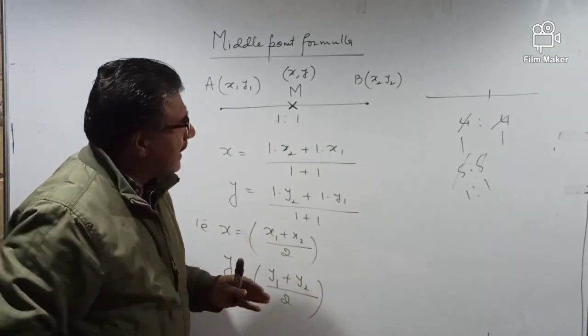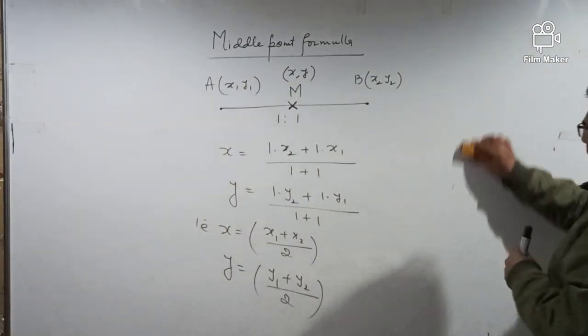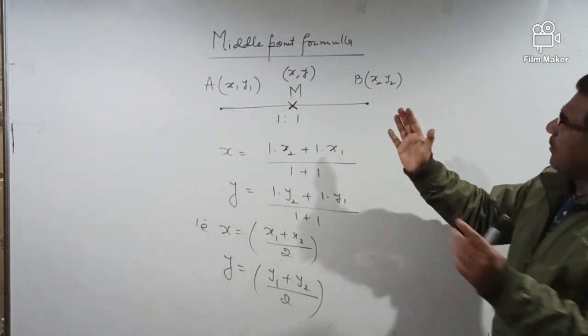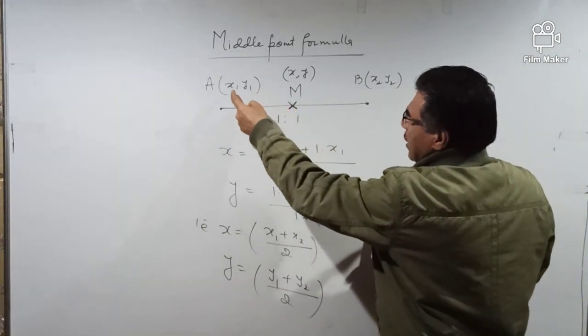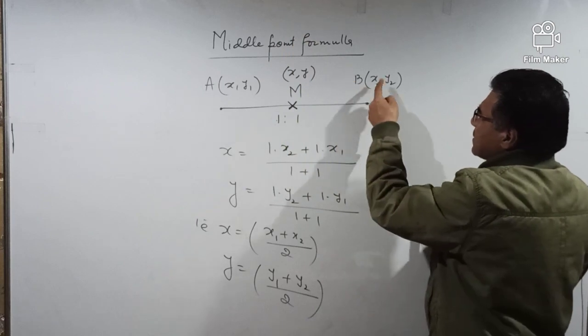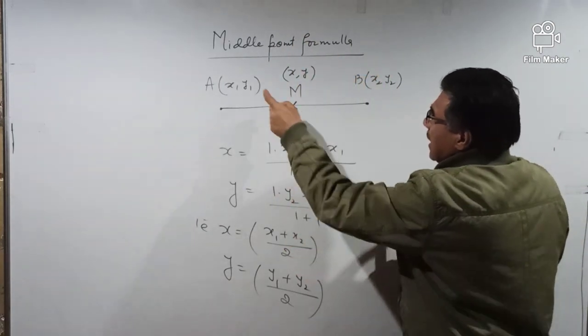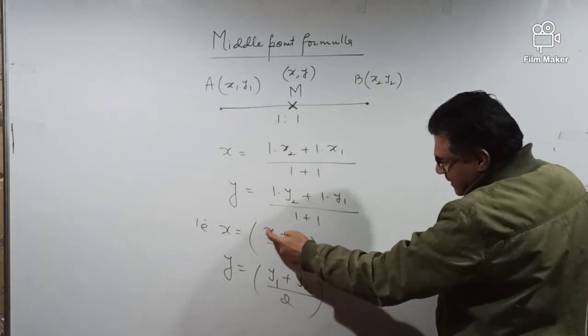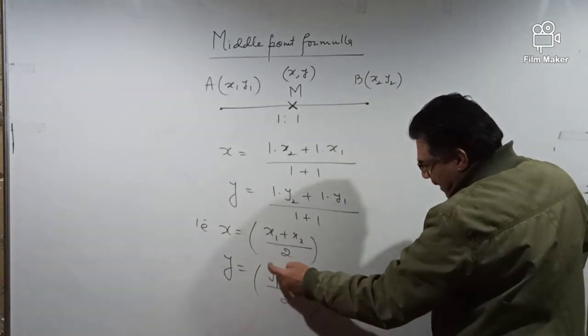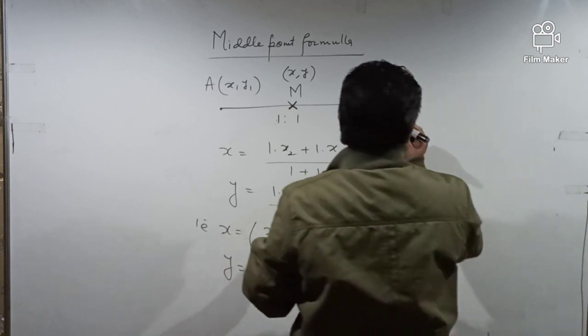I will take an example for the middle point formula. See, once you are given these points, you have to find the coordinates of the middle point. Simply you have to take the first coordinate of this, add, and divide by 2. Take the second coordinate of this, the second of this, add, divide by 2. That is x1 plus x2 divided by 2, y1 plus y2 divided by 2.